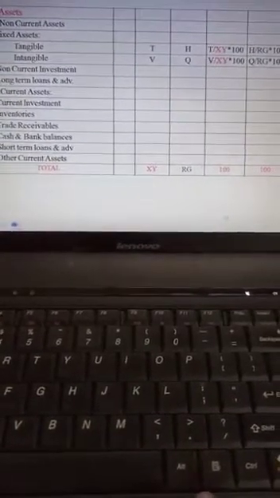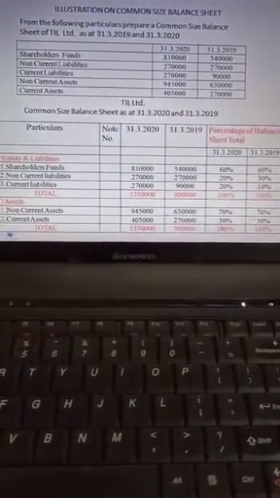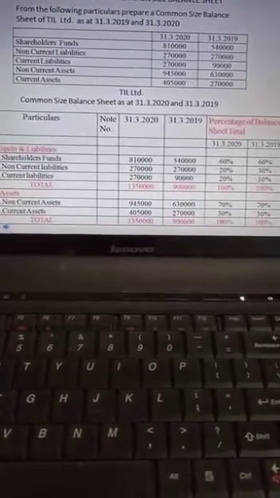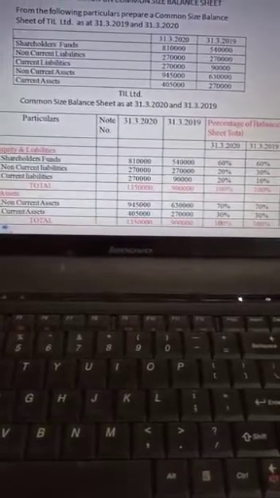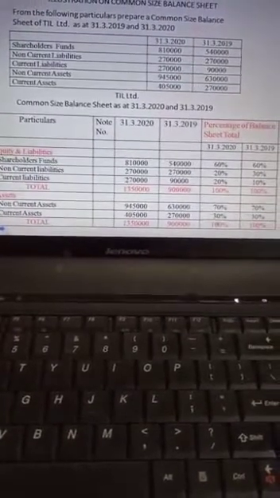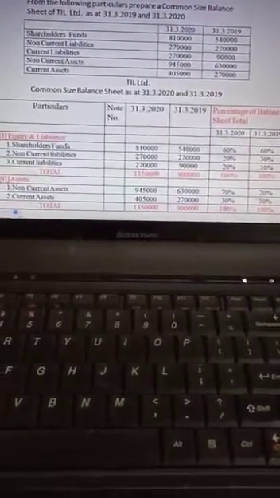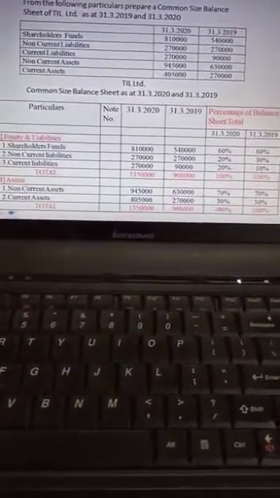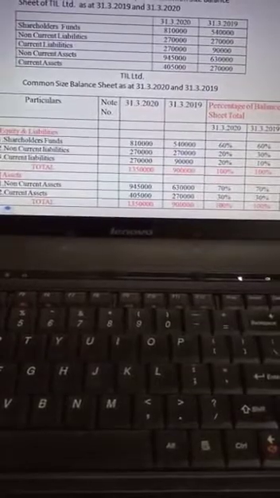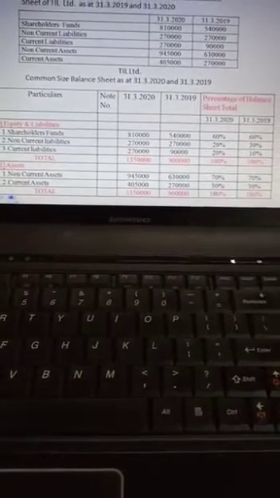Based on this concept, if we try to work out a sum on common size balance sheet, it will look somewhat like this. We have a data sheet for 2 years, that is 2019 and 20, where we have shareholders fund, non-current liabilities, current liabilities, non-current assets and current assets, and their values are given for 2020 and 19 for TIL Limited. If we put that into a common size balance sheet format, it will look somewhat like this. We will start with TIL Limited, that is the name of the company. Then we'll write common size balance sheet as at 31/3/2020 and 31/3/2019. Dates are very important and the heading is also important as well.